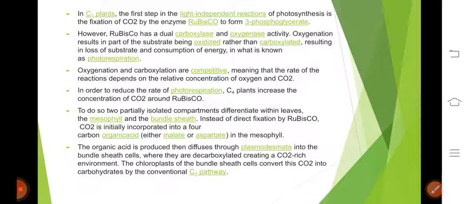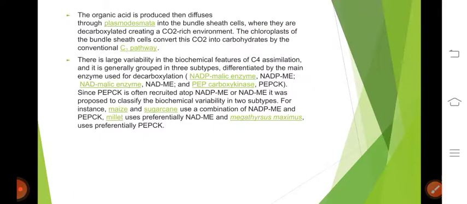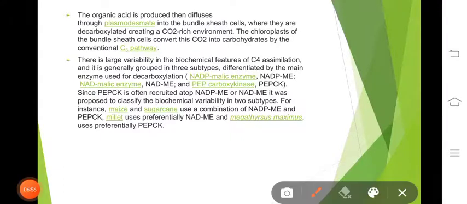So, in the mesophyll cells, the carbon dioxide is fixed, then enters into the bundle sheath cells and gets decarboxylated, where the C3 pathway occurs in the bundle sheath cells. Depending upon the type of decarboxylation occurring, there are 3 types of C4 cycles seen. That is NADP-ME type, NAD-ME type, and PEPCK type. There are 3 types of C4 pathway depending upon the decarboxylation occurring. We will be seeing that in the further slides.